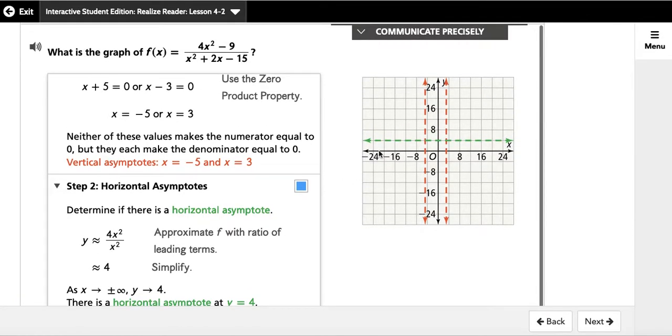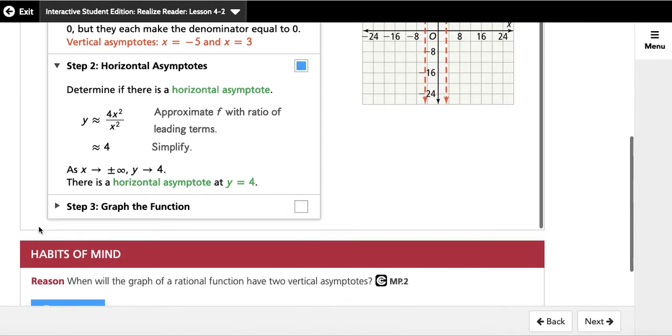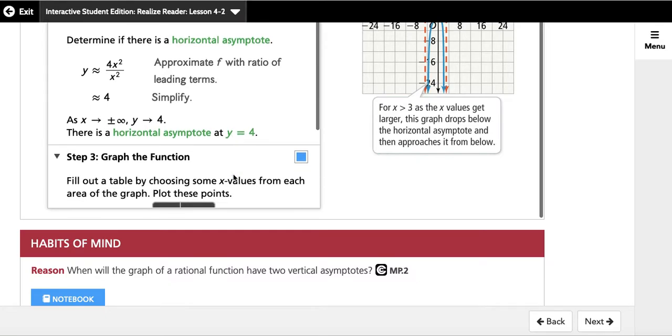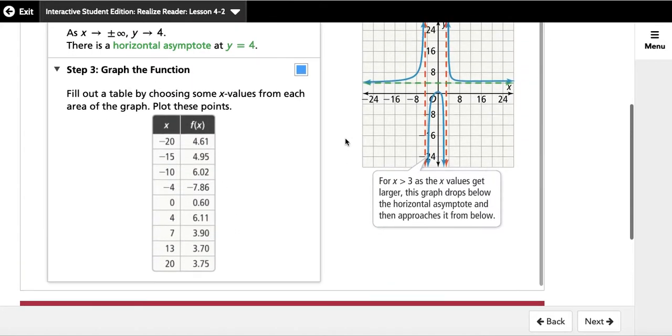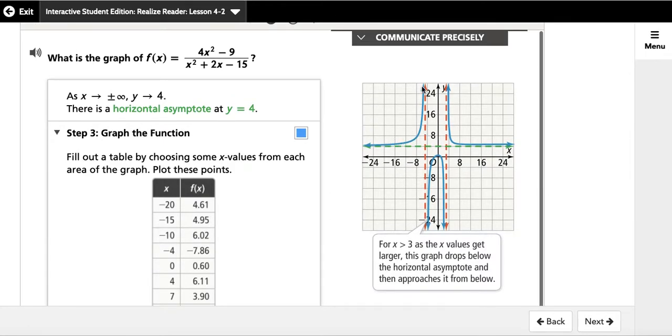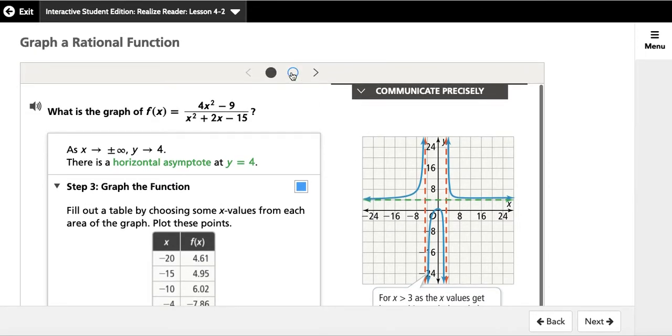Now graphing the function, since we have 3 zones essentially along the x-axis, we're going to plug in quite a few points to see where the function is. They plotted all those points to help them decide that it went like this, and like that, and like that. Okay, I'll spend a little more time on the example that they give us.